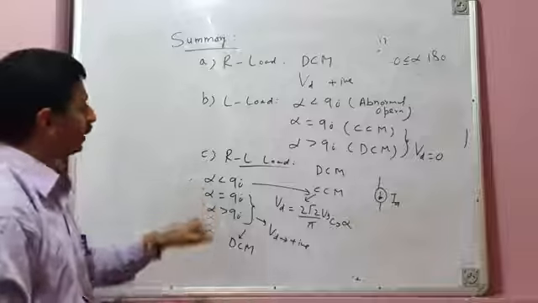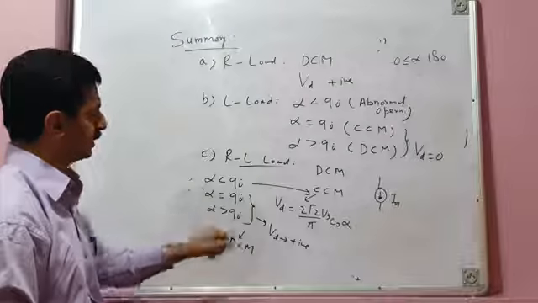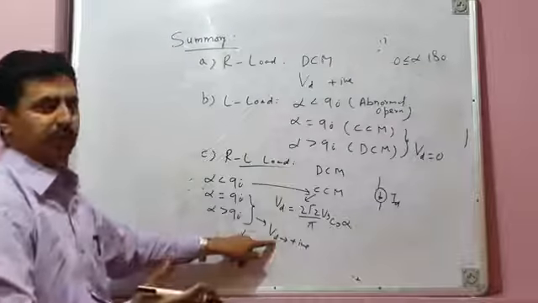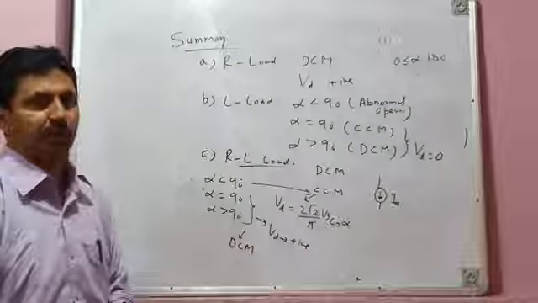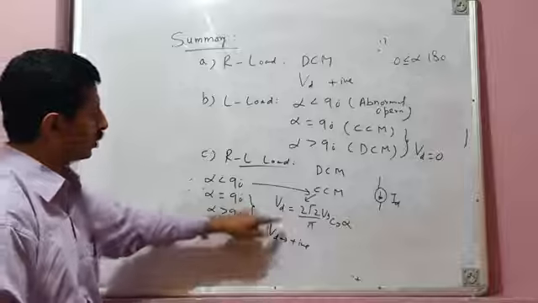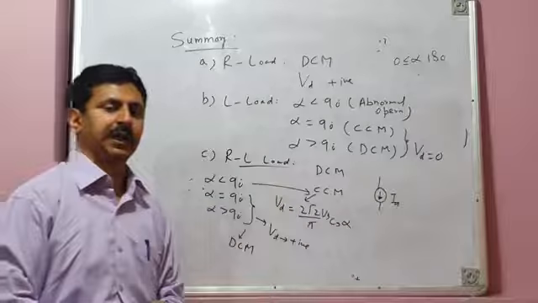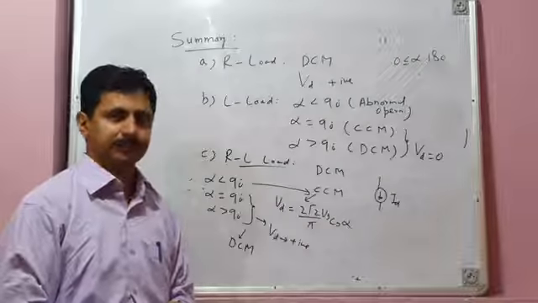But for alpha equal to 90 degrees and alpha greater than 90 degrees, average output voltage is still positive. You don't get inversion mode of operation, but you get discontinuous conduction mode of operation. And for discontinuous conduction mode of operation, this equation for finding average output voltage is not valid.